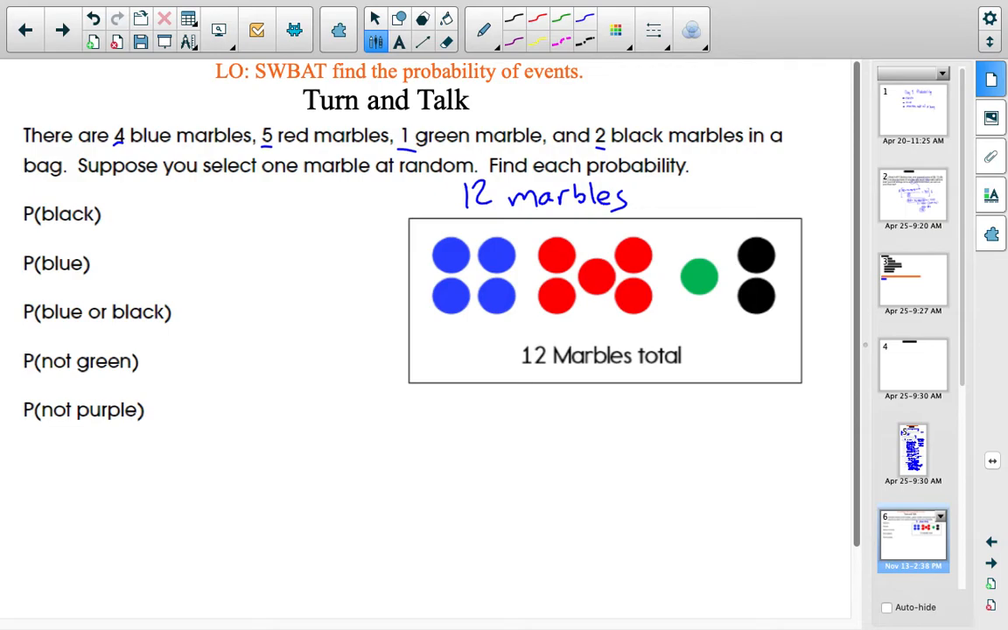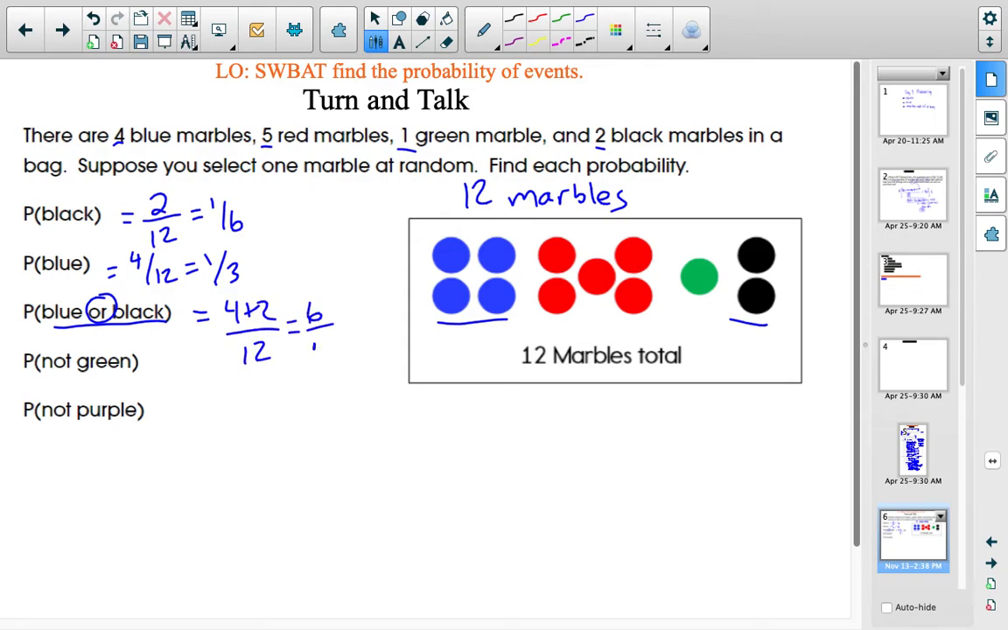Okay, so I look over here. What's the probability of getting a black? There's 2 black over a total of 12. That's 1/6. Probability of getting a blue. I see 4 blue over 12. Remember to reduce. That's 1/3. Blue or black. So again, I get to add the blue. I've got 4 and black. That's 4 plus 2 over 12. That's 6 over 12. That's 1/2.